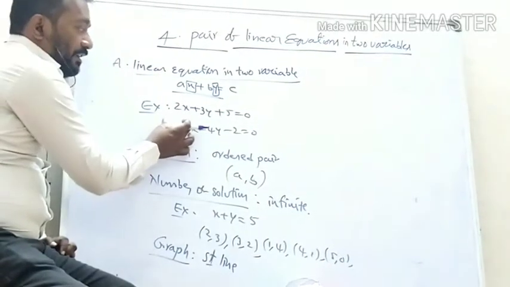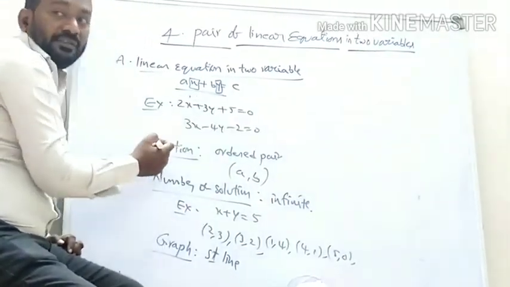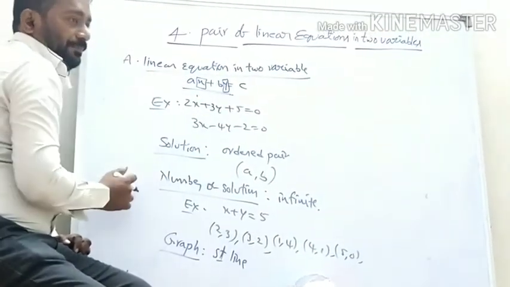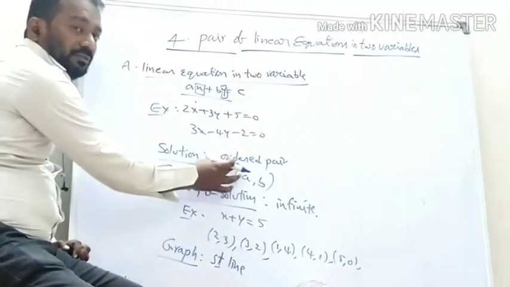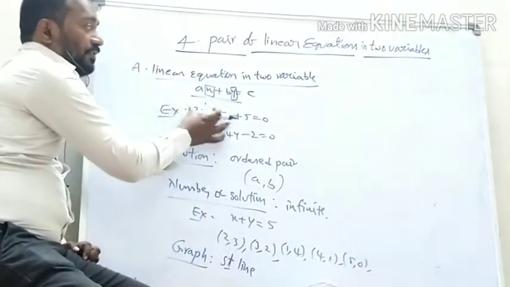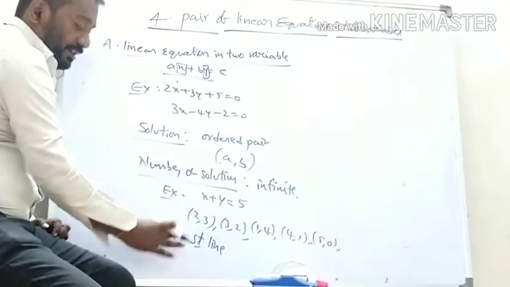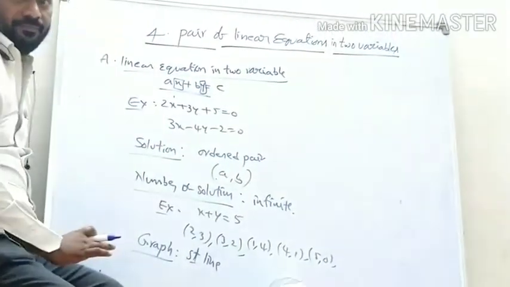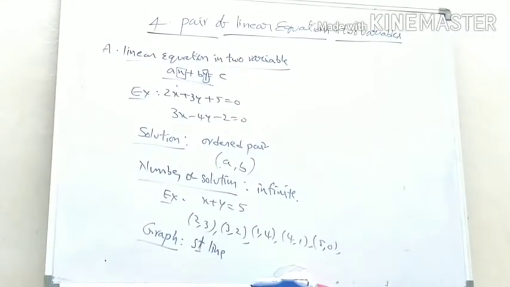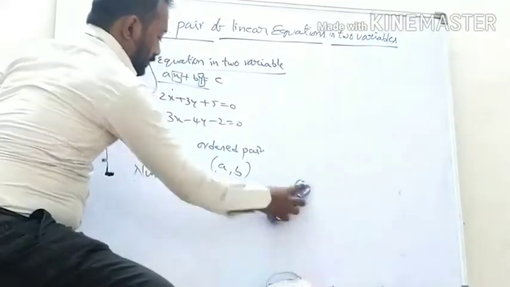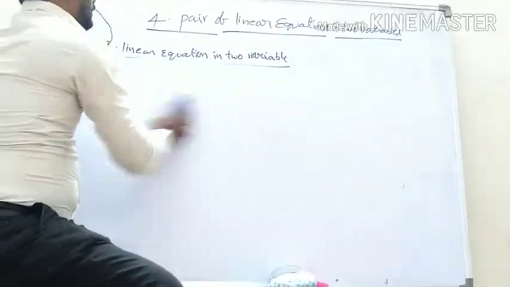Now a linear equation in two variables has two variables. Linear means degree 1. An expression in which the degree of the variables is 1, such an equation is called a linear equation. And how many solutions does it have? The solution is an ordered pair, and there are infinite solutions. So what is the graph of a linear equation in two variables? A straight line. Now infinite solutions is completed.